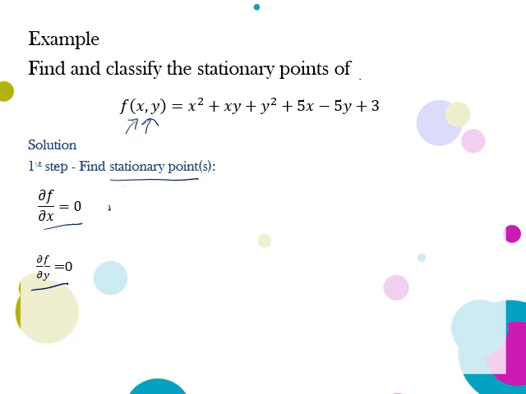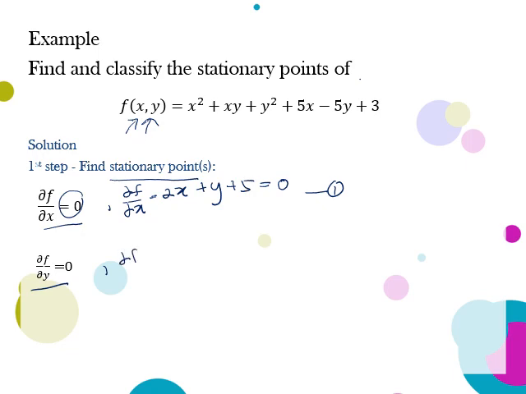So first we find del f over del x. Differentiating x square, we get 2x; plus y. Differentiating y square, we get 0. Differentiating 5x, we get 5. Differentiating 5y, we get 0, and the 3 gives 0. Then since we have it equal to 0, we put equal to 0 on this side. So we will have the first equation.